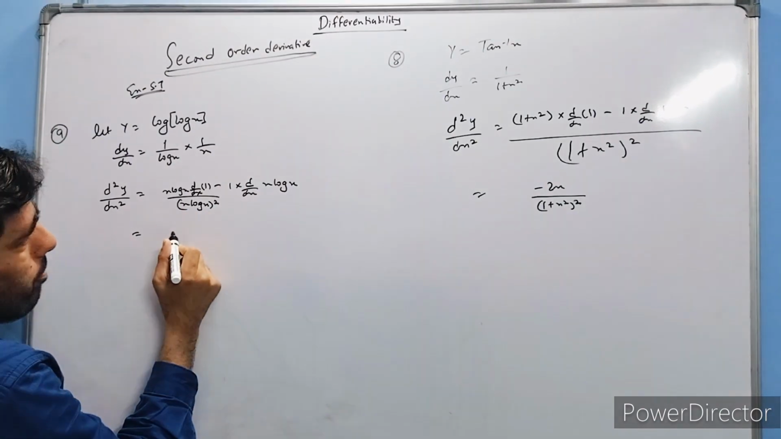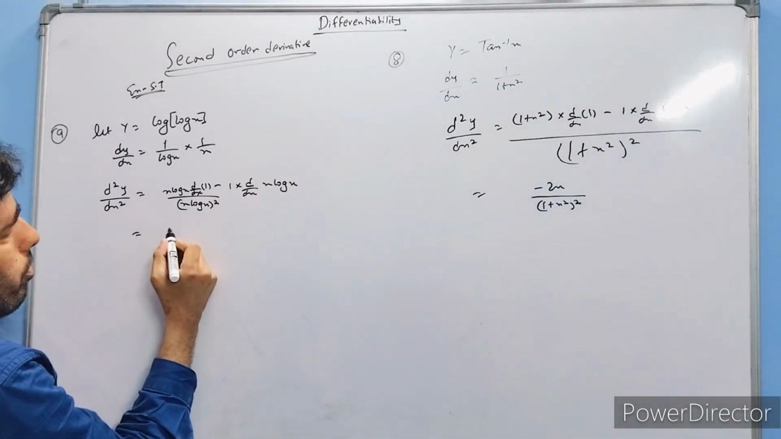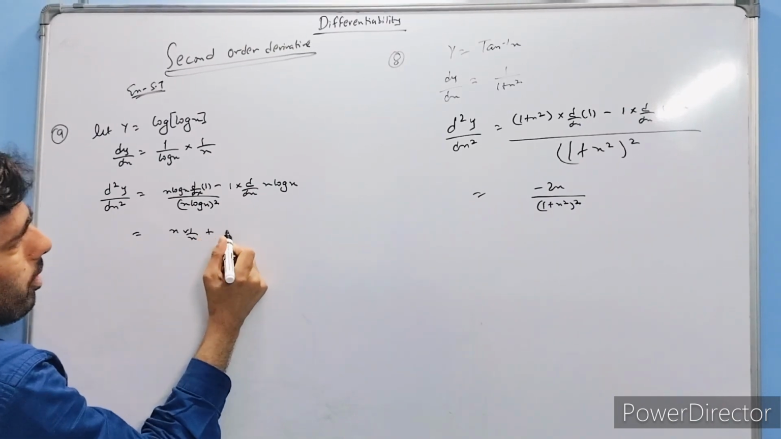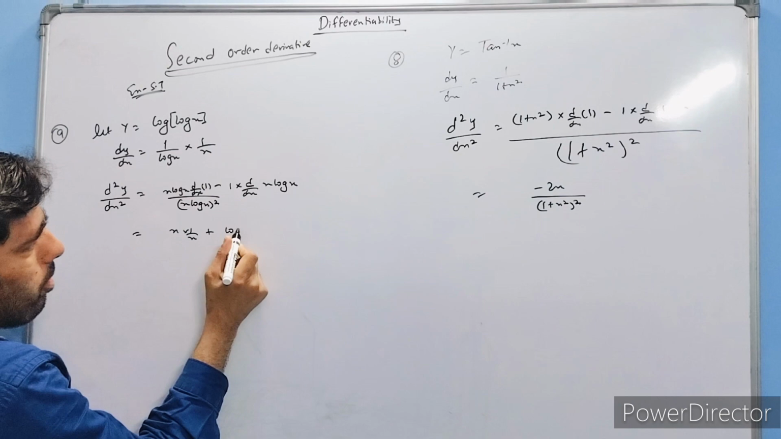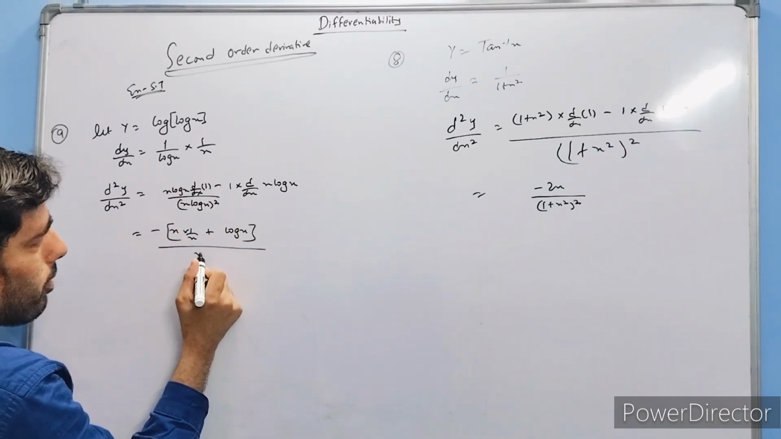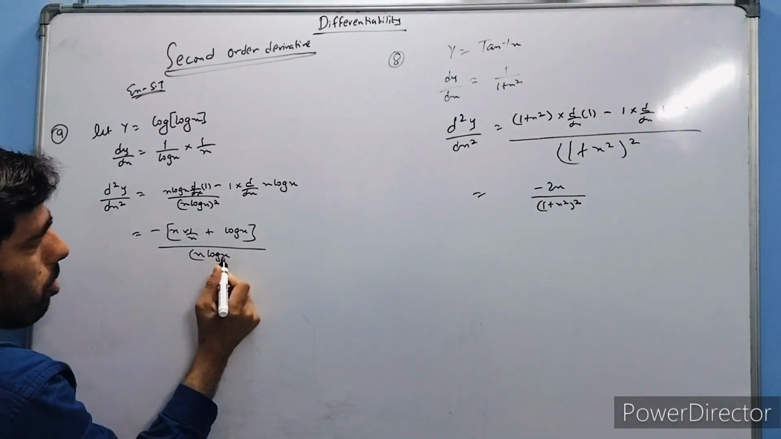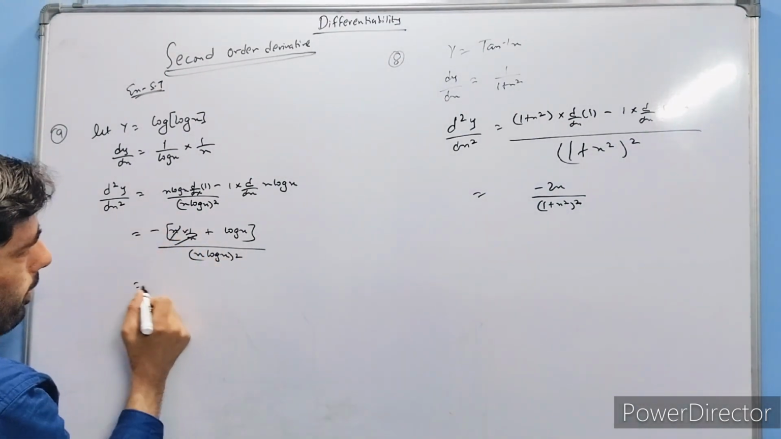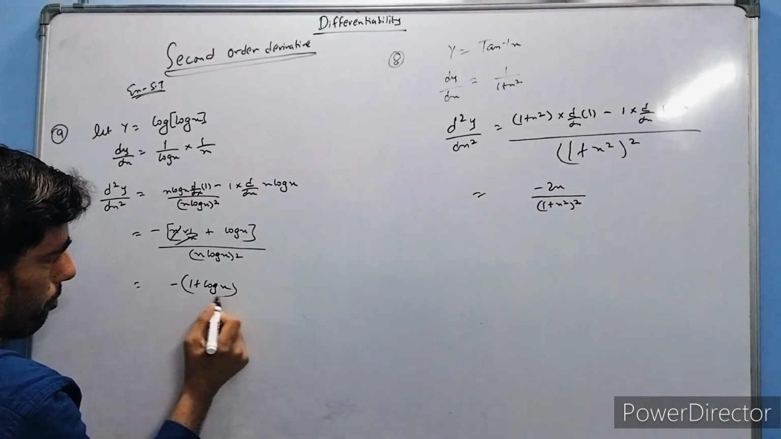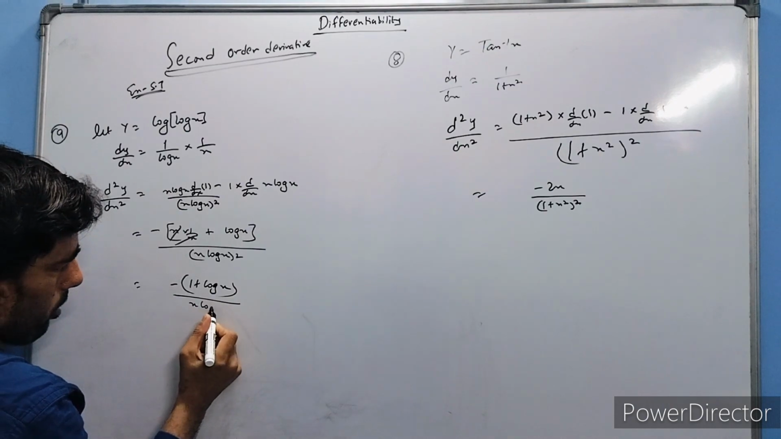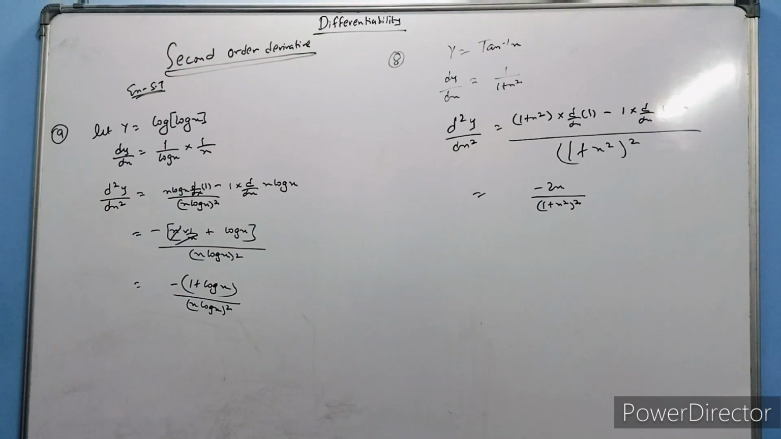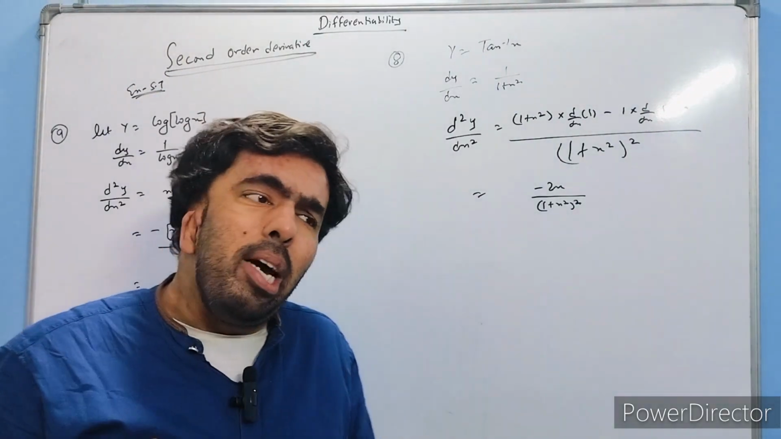So we have 0, and again we'll apply the product rule here. We have x into differentiation of log x, which will be 1 upon x, plus log x into differentiation of x. So I got this minus 1 upon x log x whole square. So I got 1 plus log x upon x log x whole square. Okay, so that is how we try to differentiate the function.